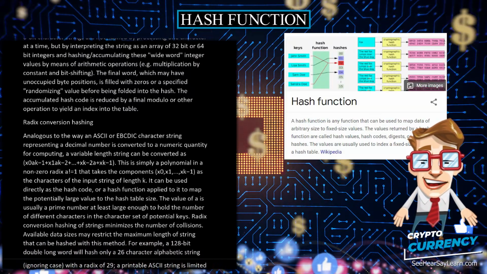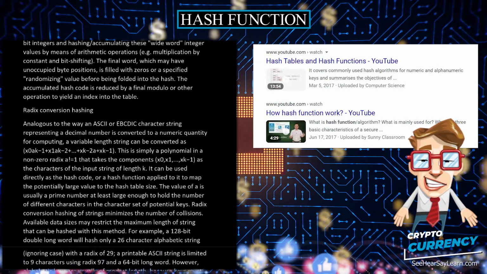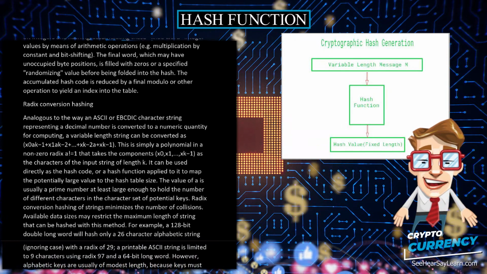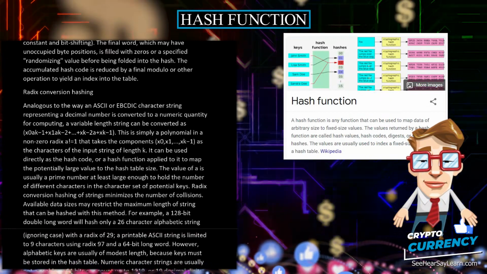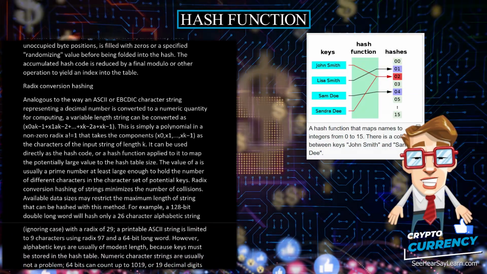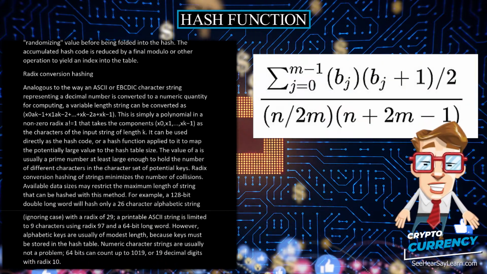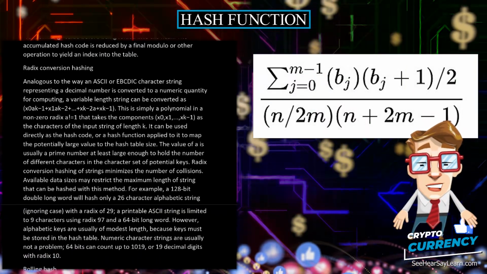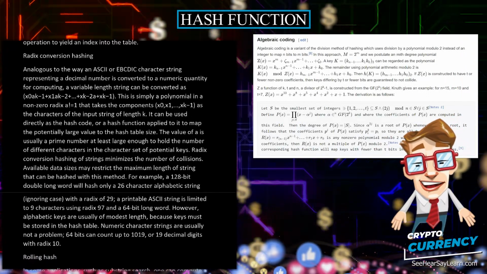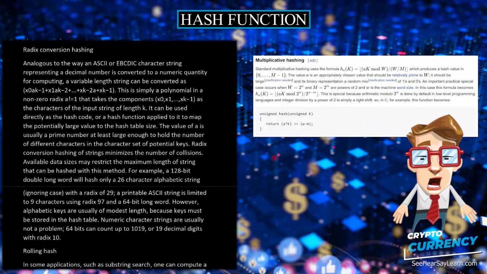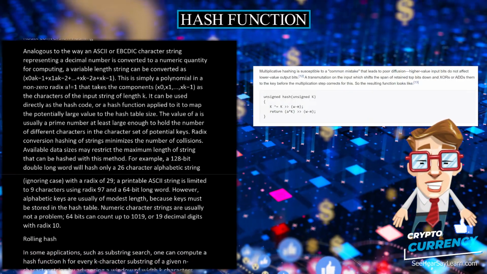Available data sizes may restrict the maximum length of string that can be hashed with this method. For example, a 128-bit double long word will hash only a 26-character alphabetic string, ignoring case, with a radix of 29. A printable ASCII string is limited to 9 characters using radix 97 and a 64-bit long word. However, alphabetic keys are usually of modest length, because keys must be stored in the hash table. Numeric character strings are usually not a problem. 64 bits can count up to 10^19, or 19 decimal digits with radix 10.